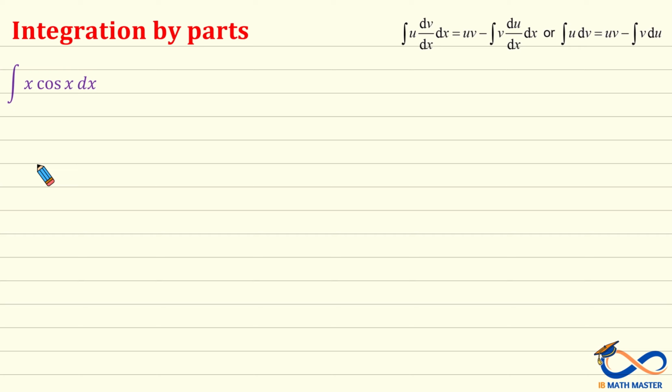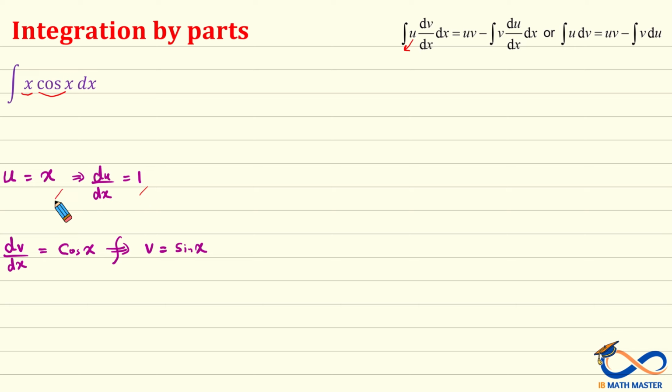Here we have the integral of x multiplied by cosine x. So as we said, we will assume here u to be x. So u now is equal to x. And therefore, to find du over dx, we differentiate, so the derivative of x will be 1. Then, the second product here, which is cosine x, will be assumed to be dv over dx. Therefore, when we integrate cosine x, as we know from the formula booklet, v will be sine x.